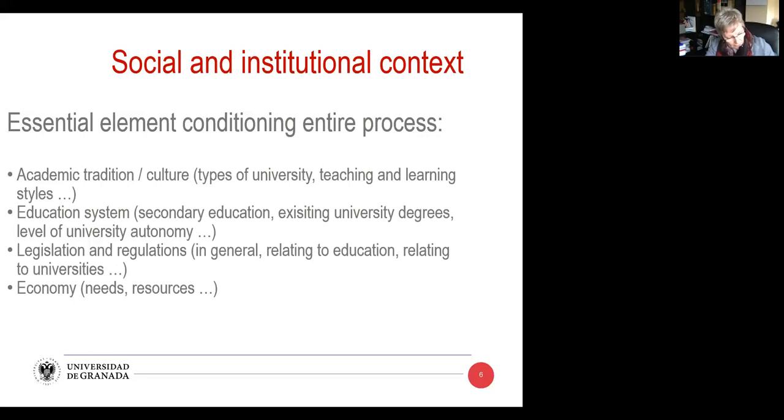James very kindly mentioned in his introduction that I was involved in the European Masters in Translation expert group. And I'd just like to tell you a little bit of the history behind that expert group, perhaps so that you can understand just how important social and institutional context is in curricular design.